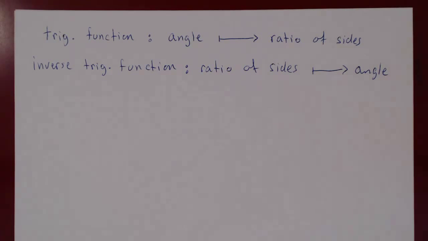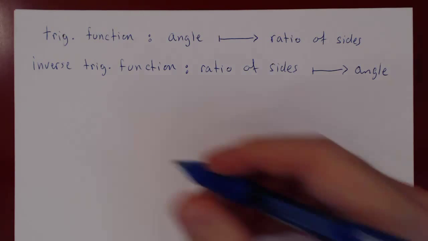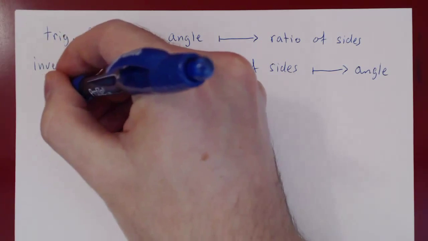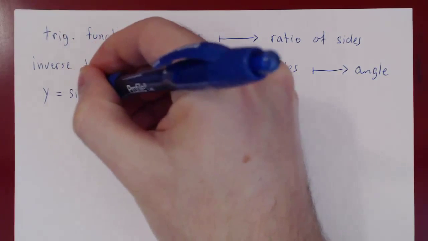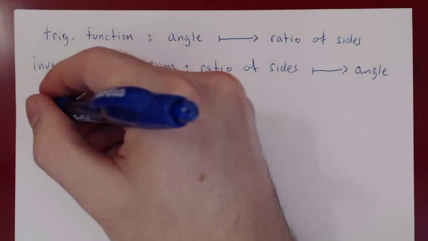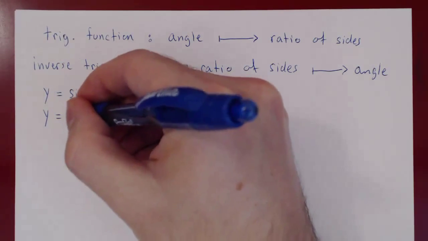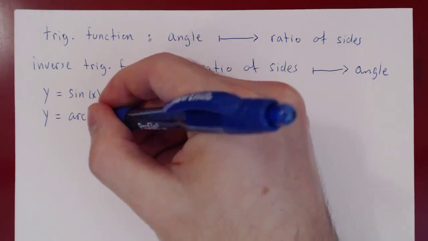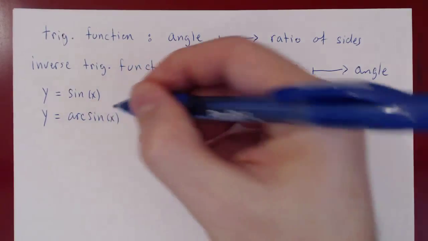So we'll find first a derivative of arc sine of x. So we have the function y equals sine of x, and its inverse function we usually denote by y equals arc sine. So arc means the inverse function, so arc sine of x.